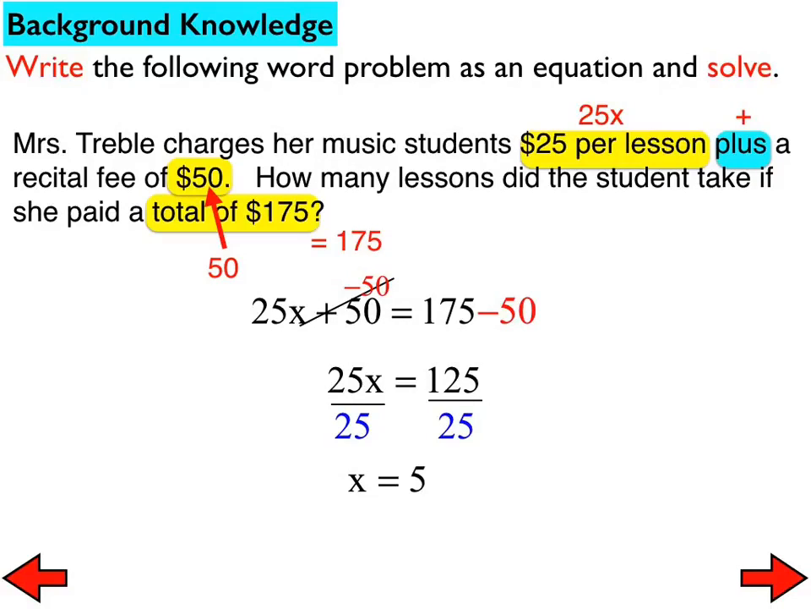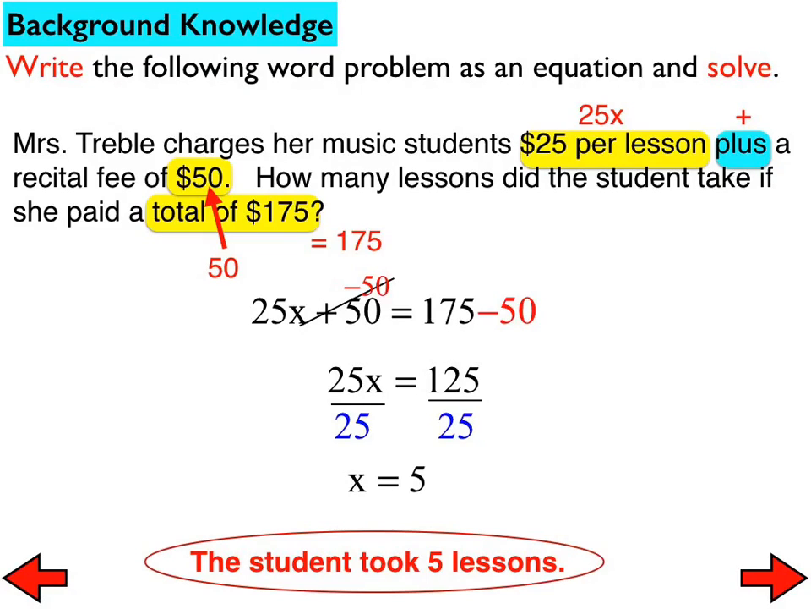Can we leave it that way? What do we need to do, Brian? Final answer needs to look like a what? Sentence. Student took 5 lessons. So the things we're looking for here are these keywords. Per, each, for every, things like that. That will tell you that the term is changing. It varies depending on something else. So that's your variable term. And then there's a constant, like they already went this far, or plus this many, or whatever. And then there's always a total, which would be your equals.